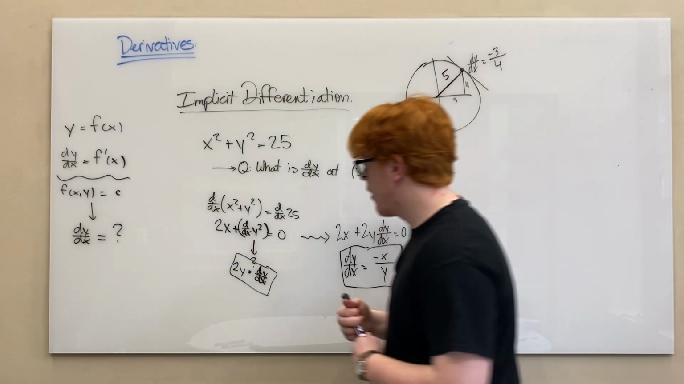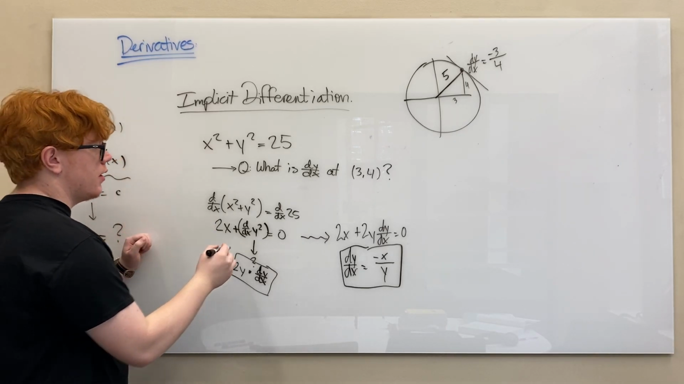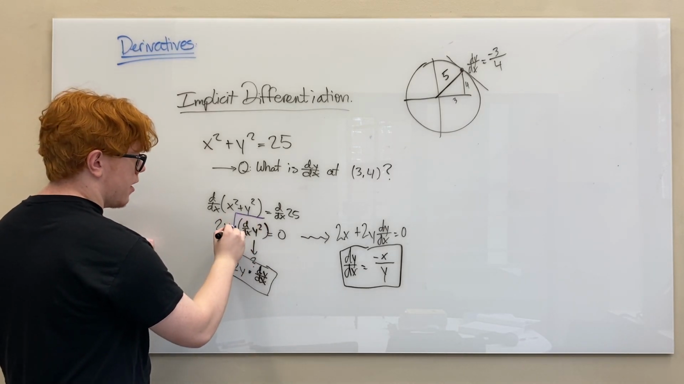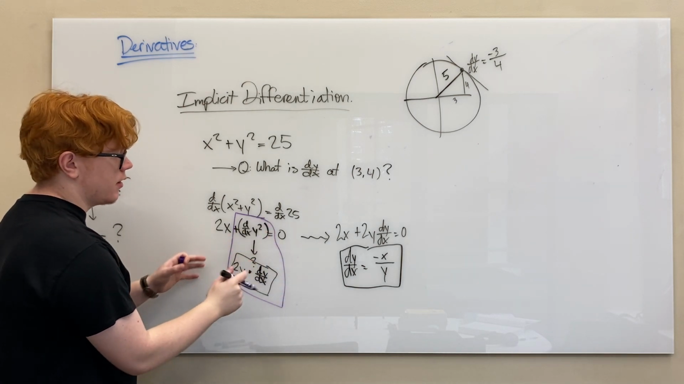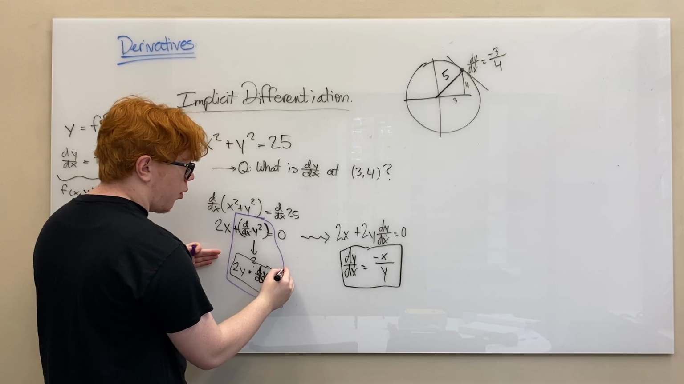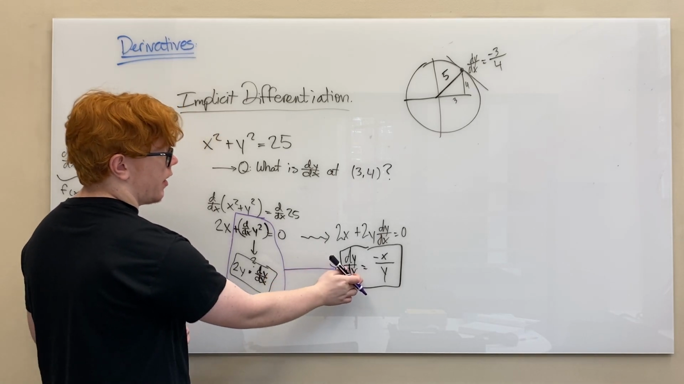Really, again, the magic of implicit differentiation is happening right here. This is the big piece, and it's important to know how to do this so that you can get useful information like this.